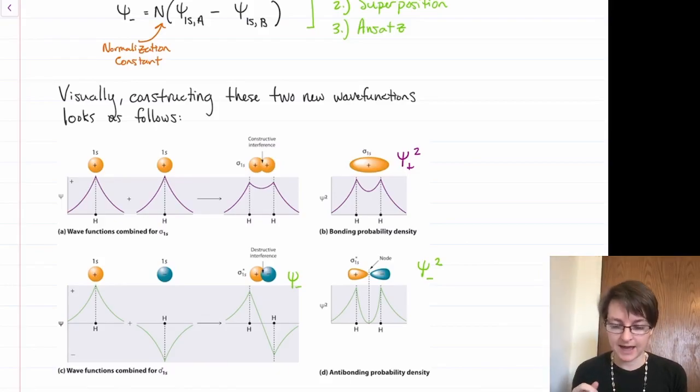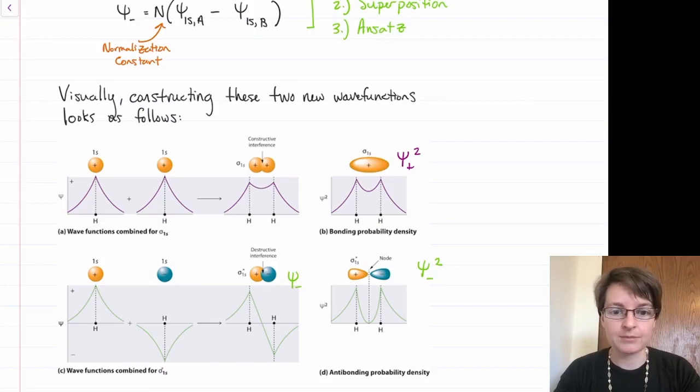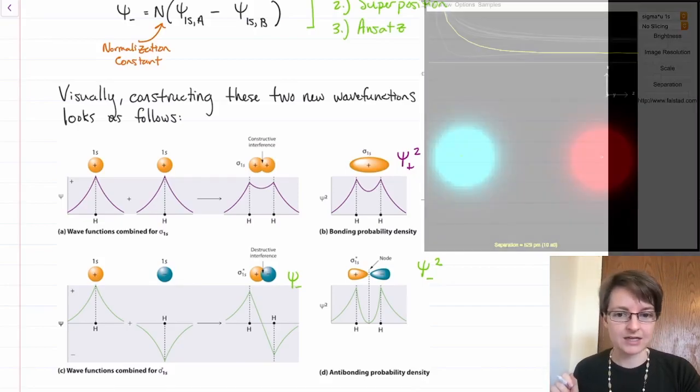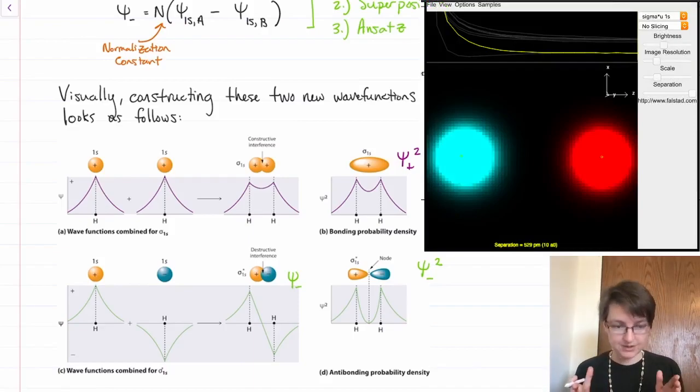And so because the psi plus orbital is helping concentrate the electron density in between the two nuclei, helping them share electrons, we're going to start referring to this type of wave function as a bonding orbital. Conversely, because for my green function, the psi negative function, my electron density is getting pushed to the periphery, making it harder to share electron density, we're going to refer to this type of orbital as an antibonding orbital.